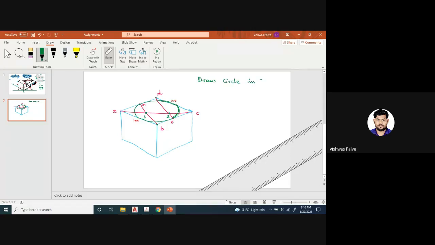Draw a circle in isometric, diameter 100. If I want to draw a circle in isometric diameter 100, what will be my first step? First step will be to draw a 100 millimeter square first. Okay, 100, 100, 100, 100.